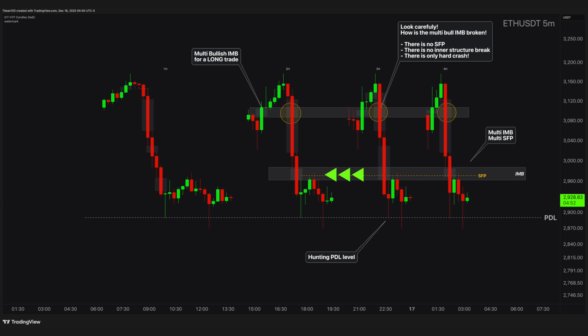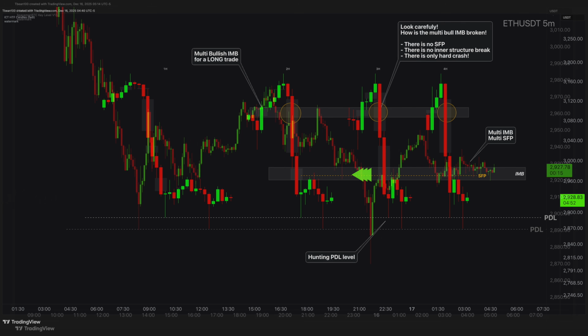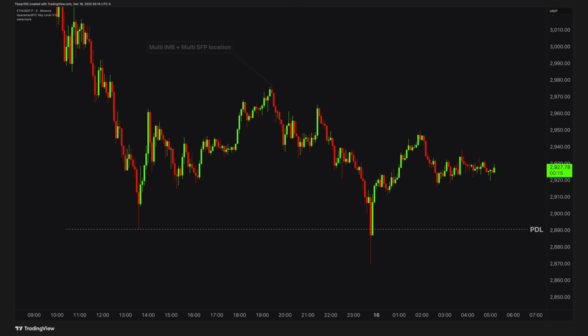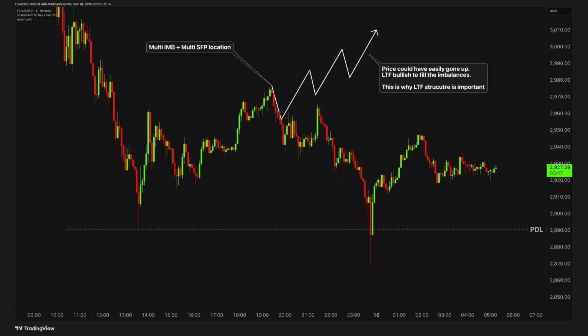Now let's drop back down to the lower time frames and take a look at our short trade idea. So, if you remember with this multi-imbalance and multi-swing failure pattern area, what happens here? Let's break this down for a second. For example, price could have easily continued moving higher and kept its bullish inner structure intact. This is exactly why checking lower time frame structure is sometimes very important.